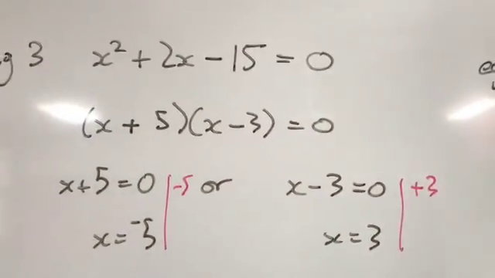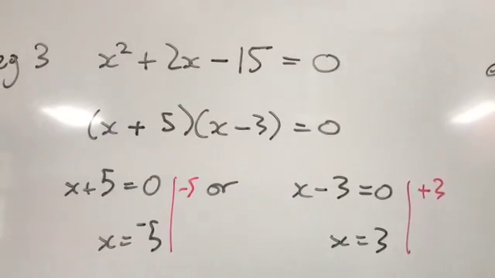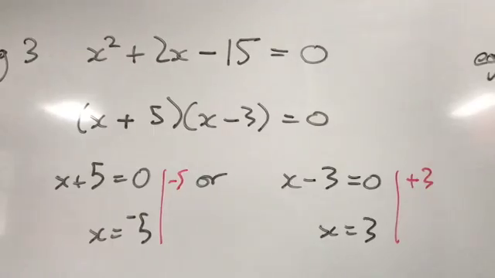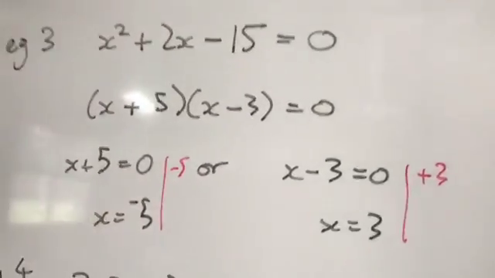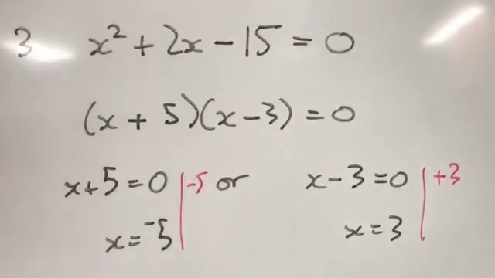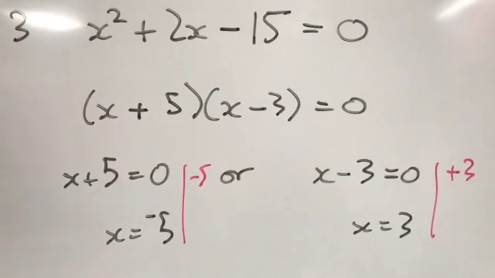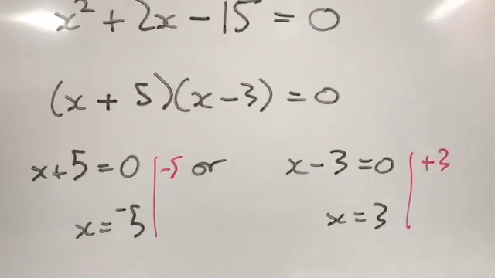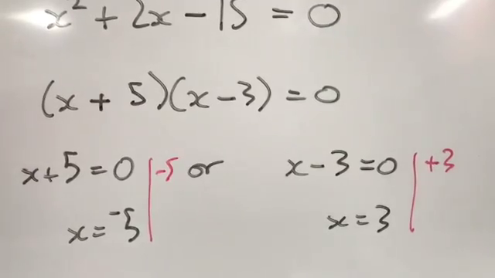In this next example, I've got a quadratic trinomial. It's not expressed as a multiplication. So the first thing I have to do is factorize it to get x plus 5 times x minus 3. I can then solve each one of those parts to get my two answers.